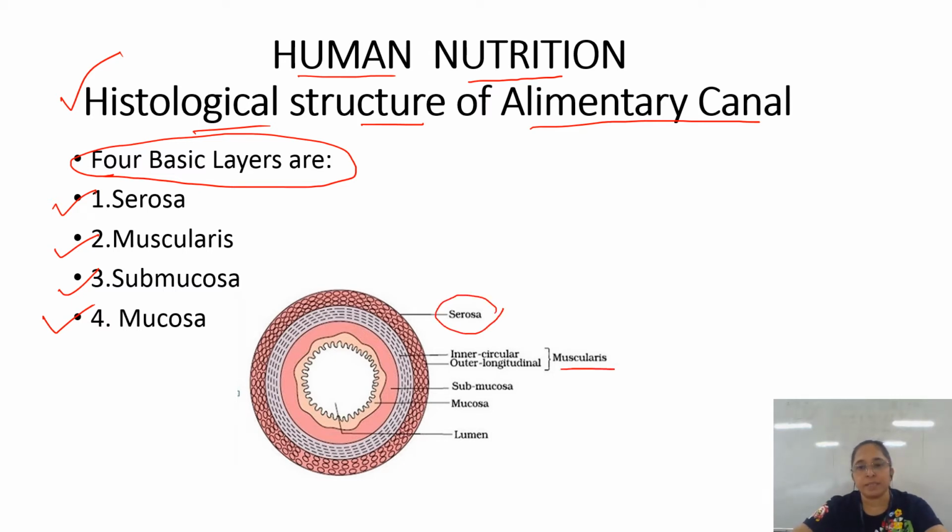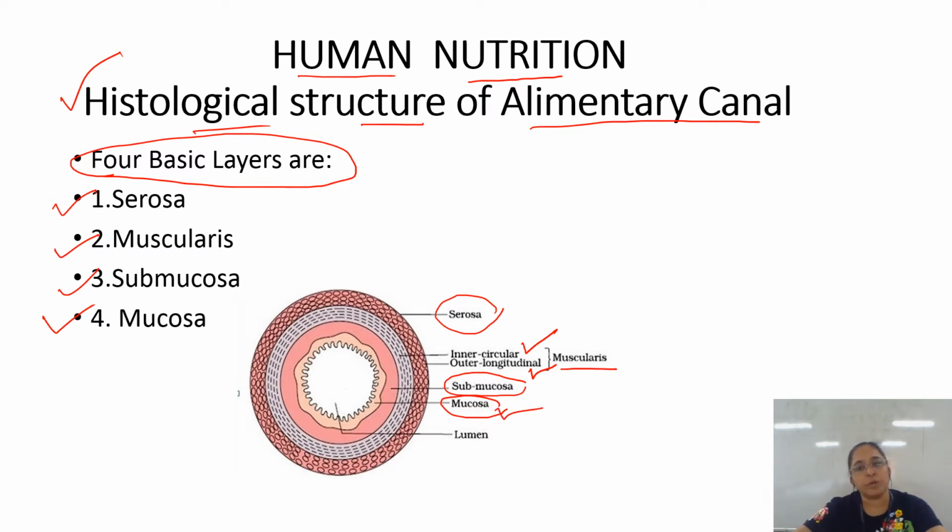The next layer is muscularis, which is made up of two layers, inner circular and outer longitudinal. Together they form the muscularis. The next is the submucosa. Then the innermost is the mucosa. In the centermost portion, the lumen is there, and this lumen is surrounded by the mucosa.